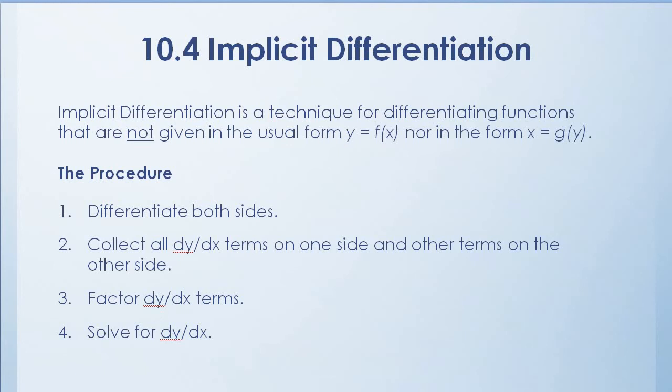And next, implicit differentiation. Implicit differentiation is a technique for differentiating functions that are not given in the usual form y equal to f(x) or x equal to g(y). So what we have to do is differentiate both sides, collect all the dy/dx terms on one side and the others on the other side. Then factor it and solve it.